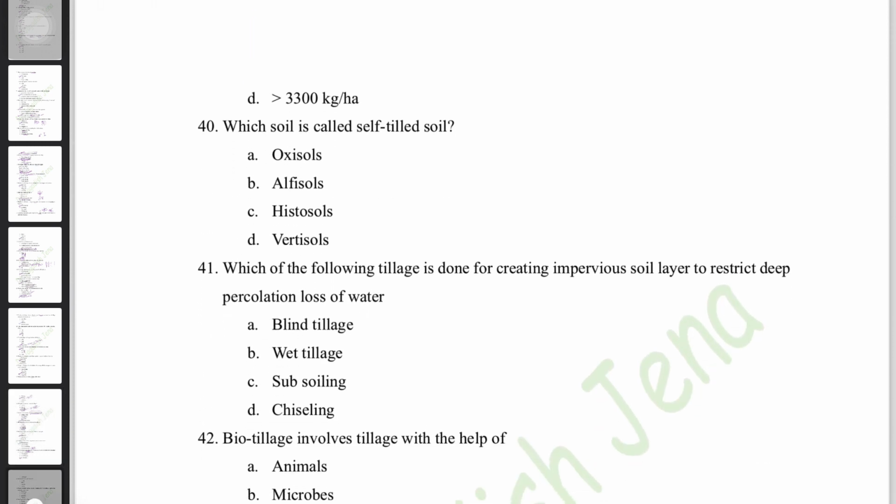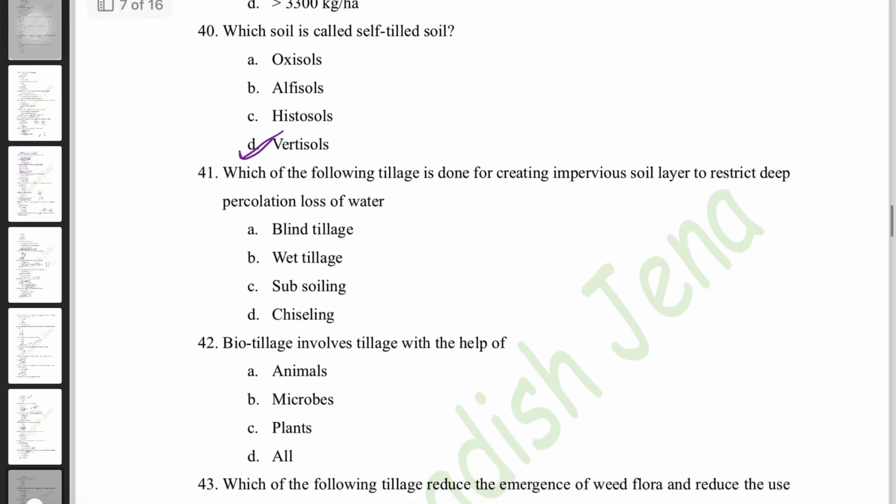Next question: which soil is called self-tilled soil? That is vertisol, or clay soil. What happens is that after tilling a vertisol, due to expansion and the plasticity of the soil, it comes back again to the same position after some time. So vertisol is called self-tilled soil.